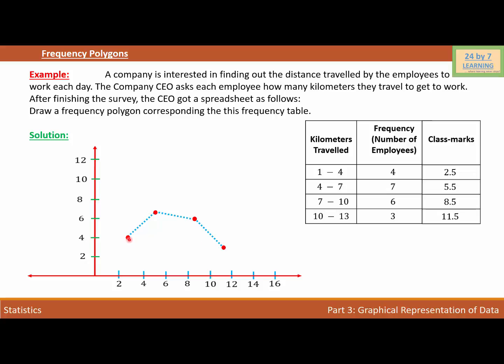Now we need to connect the end points with points on the x-axis, and as you can see, the point is basically 2.5 away on both sides. So this is 2.5, and on the left of this point we have a point 2.5 distance away from here, which is basically the origin. So we will connect the origin, and in the same way we will connect 2.5 on this side. So this is 11.5, and then 2.5 from 11.5 is basically 14. So we will connect this point with 14, and this is basically our frequency polygon for this frequency table, and this is how we will draw a frequency polygon for the given data.